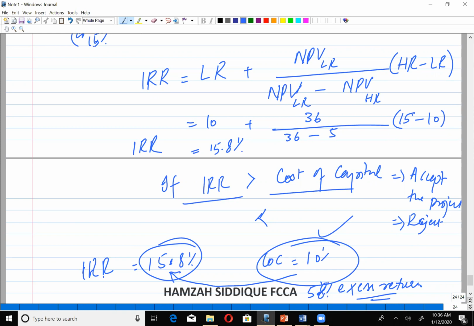So it is beneficial for us that we are earning more than we have to pay. That's why we should accept. IRR is actually the percentage return of the project. The project is yielding this to us. That's why we should accept the project.